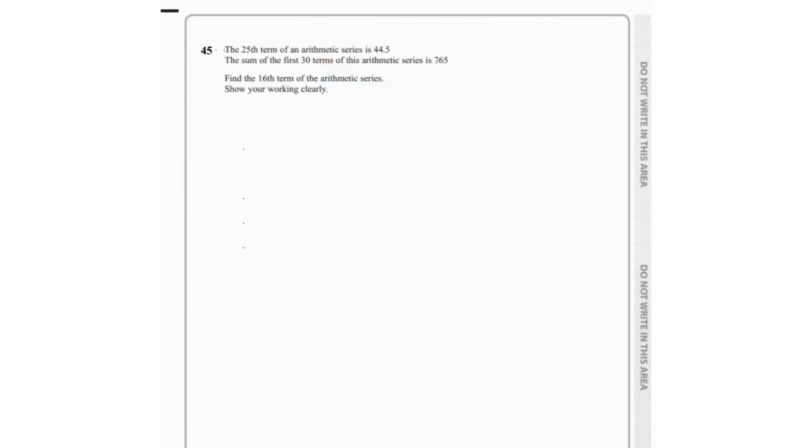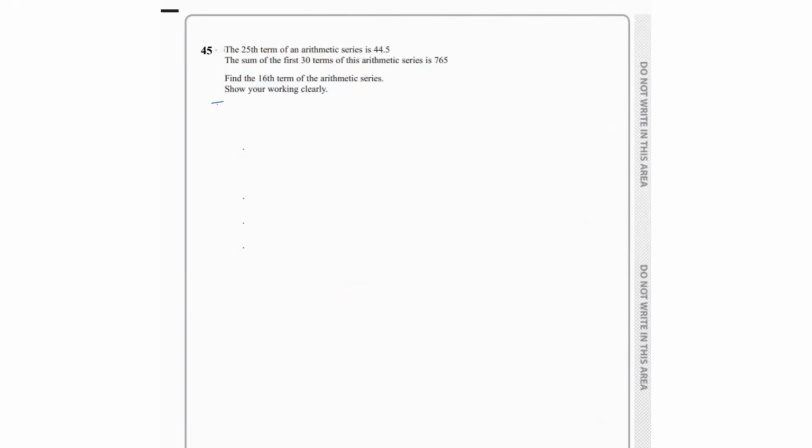Now we have sequences and series. So the 25th term of an arithmetic series is 44.5, and the sum of the first 30 terms of this arithmetic series is 765. Sequence and series is very common, so that comes almost every single time, so don't miss this topic out. So we have to find the 16th term of the arithmetic series.